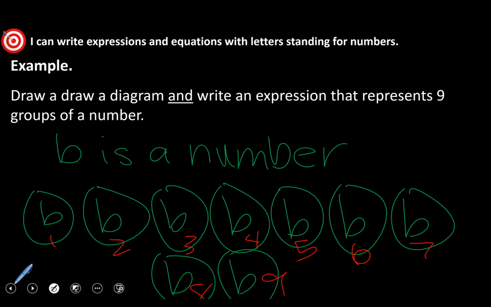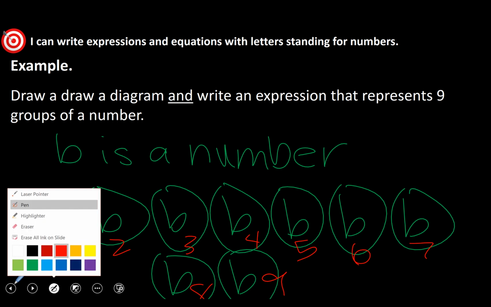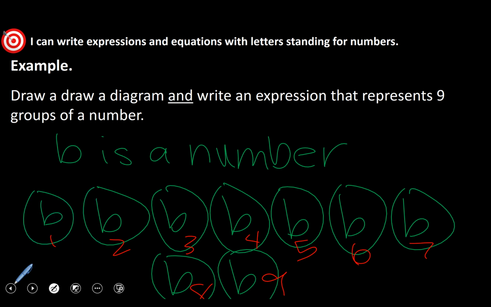Now that kind of looks like a 6. Bad choice of letter. It's a B. So I can write that as 9B. That's our expression. Notice how I didn't use a multiplication sign. I didn't use a dot. I just put them next to each other because if you have a constant and a variable next to each other, that means they're being multiplied.